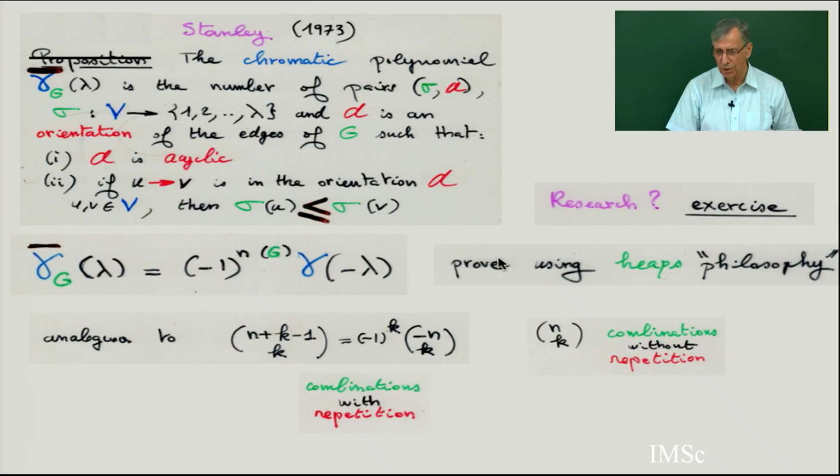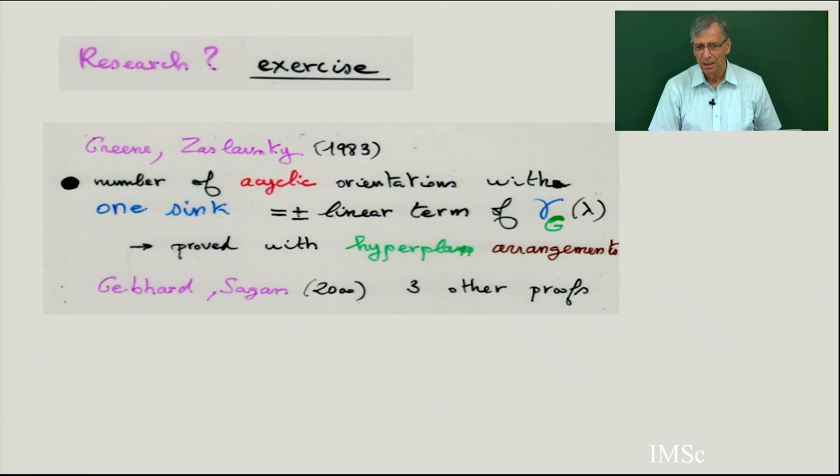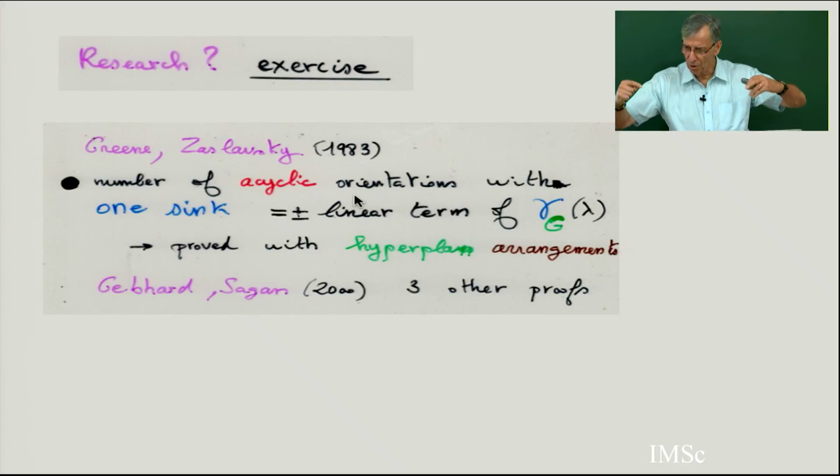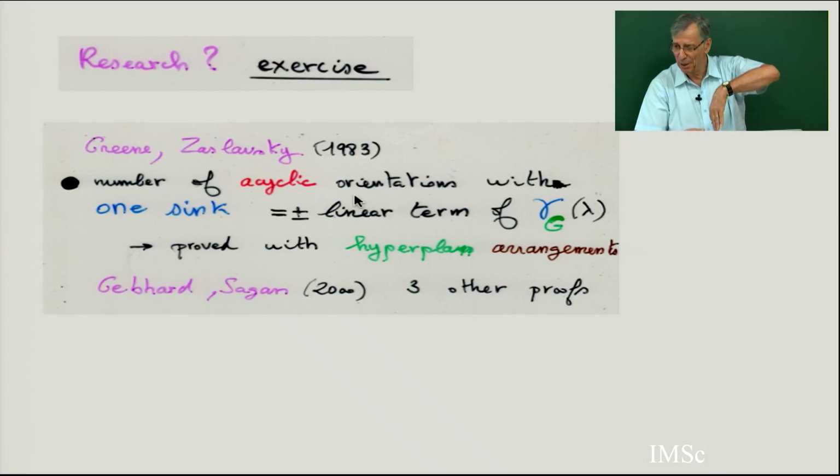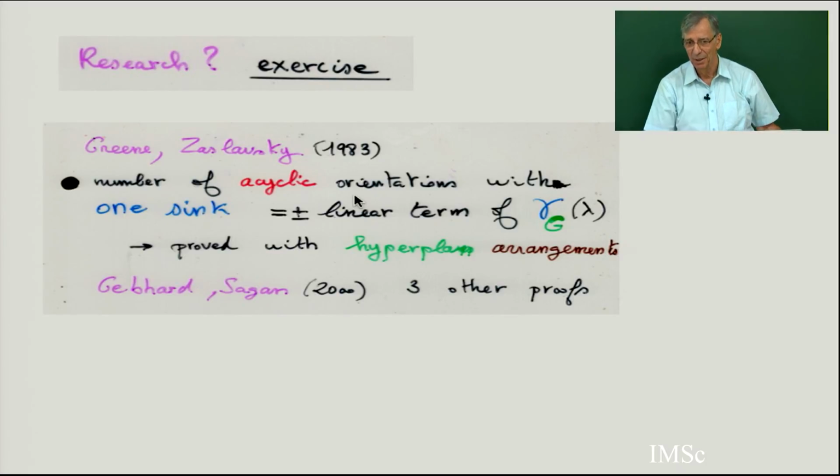Now there is another interesting exercise, which is the following. Green and Zaslavsky in 1983 were interested in the number of acyclic orientations with only one sink. A sink means there is only one maximal or minimal element in the acyclic orientation. So in terms of heaps, this means it's a pyramid or anti-pyramid, where there is only one minimal element or only one maximal.